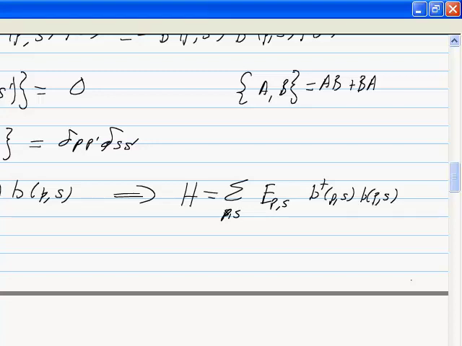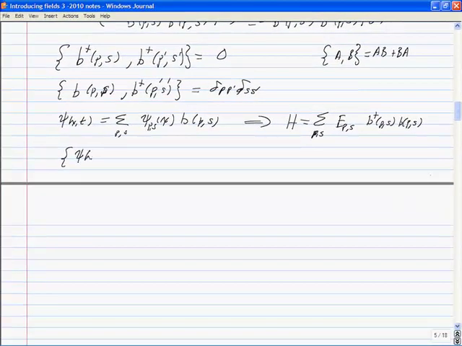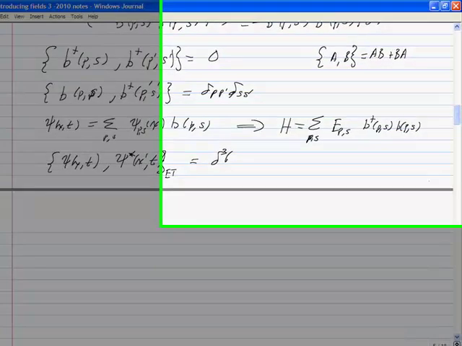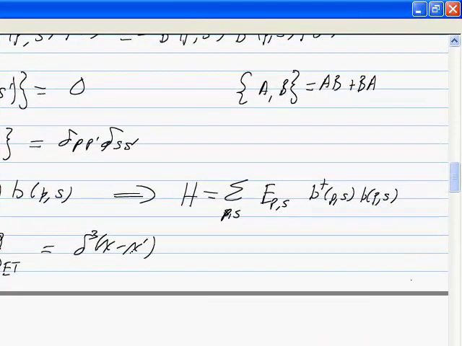Okay, the only residual trick is that instead of that commutation rule, it becomes an anti-commutation rule, psi of x and t, anti-commuted with psi of x prime and t. So this is the equal time anti-commutator. This is delta 3 of x minus x prime. Okay. So this is second quantization, but it's also non-relativistic field theory.